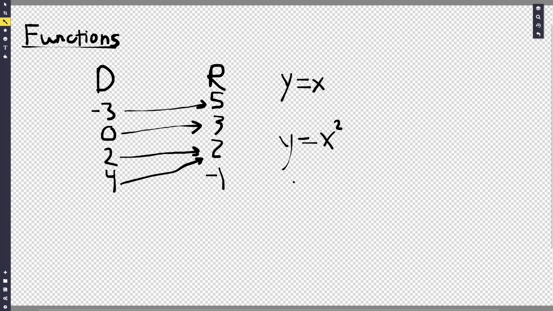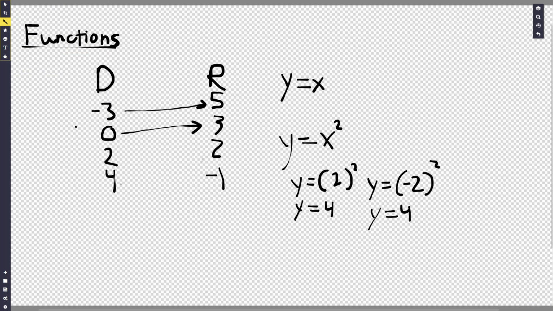Let me give you an example. If we have y is equal to x squared and we plug in 2 squared, y is equal to 4, right? But what if we plug in negative 2 squared and we get 4? So in this case, 2 inputs could have the same output. One of the largest descriptors of a function is that every input has exactly one output. So if you plug in 2, you can't get both 2 and negative 1.